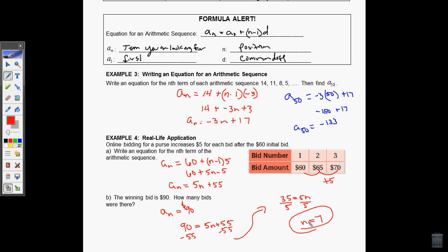This means that I had 7 bids. And on the 7th bid, a sub 7, it was $90. And the bidding was over, and you won. You got the purse. Congratulations. $90 for a purse. Good stuff.